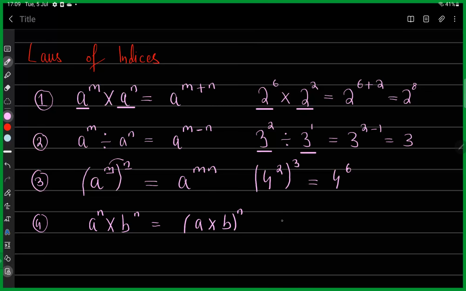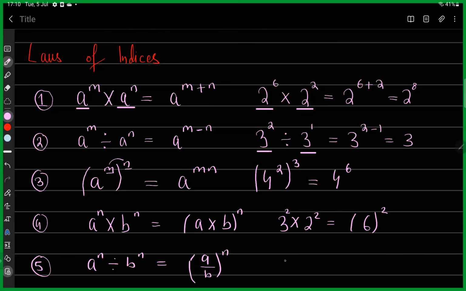For example, if you have 3 squared multiplied by 2 squared, now the two bases are different. So it would be 3 multiplied by 2, that is 6, and we would just write it as 6 power 2. So this was the fourth rule. And let's talk about the fifth one. The fifth one says, again, if you have two different bases and the numbers are being divided and the powers are the same, this time around we can write it as A by B whole power n.